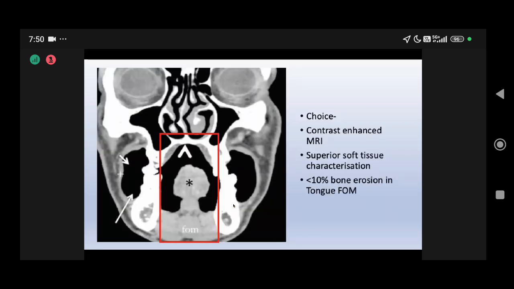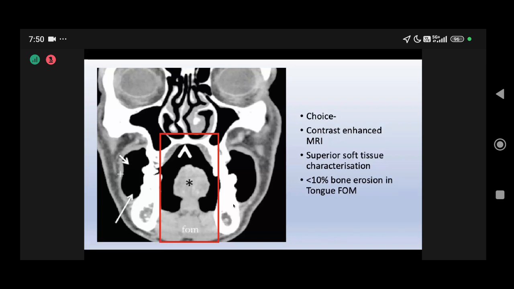So when you are talking about the tongue, you are usually talking about the area in this red box. As you can see, in the middle is the tongue, and on the sides and in the base is the floor of mouth. It also abuts the alveolus, and superiorly it forms the hard palate. But as you can see, most of the box is soft tissue.